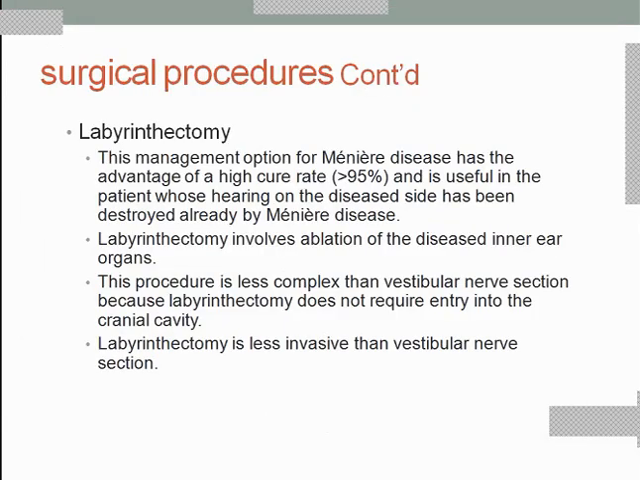Next procedure is labyrinthectomy. This is a management option in which both the hearing as well as the vestibular apparatus are destroyed. It has the highest cure rate, about 95%, but it's a destructive surgery and it's a permanent destruction. This labyrinthectomy involves ablation of the inner ear. It destroys the inner ear. This procedure is less complex compared to the vestibular nerve section.